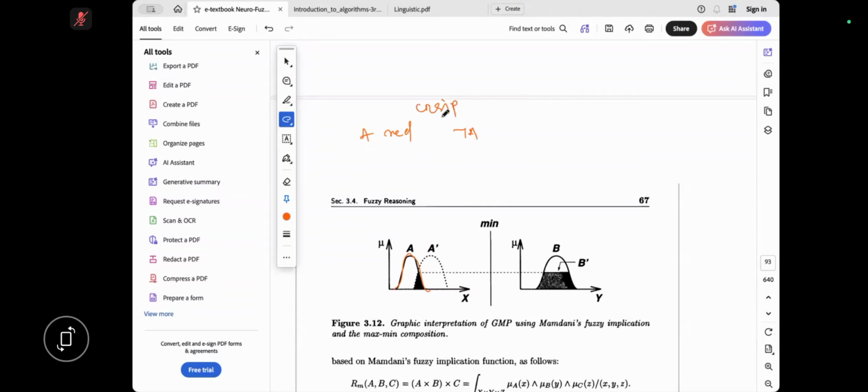In crisp, what happens? It is either red or not. Here, there will be membership. So some part of the negation will overlap with A. Are you following? Are you following here?